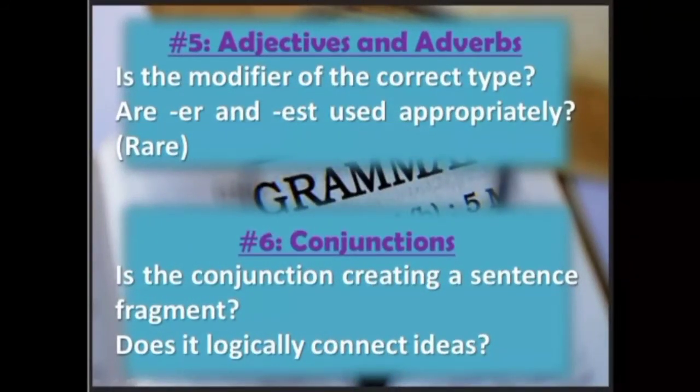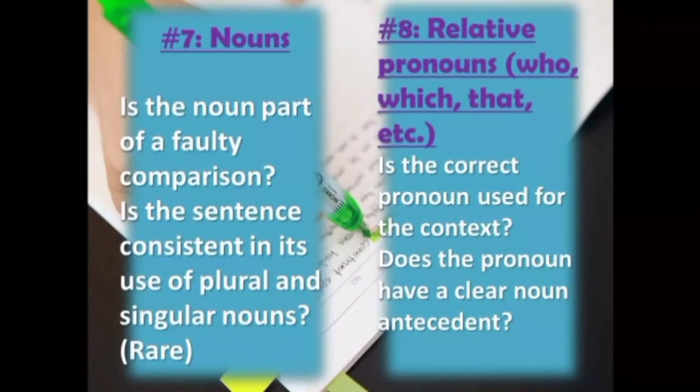Number 5, adjectives and adverbs. Is the modifier of the correct type? Are er and est used appropriately? Number 6, conjunctions. Is the conjunction creating a sentence fragment? Does it logically connect ideas? Number 7, nouns. Is the noun part of a quantity comparison? Is the sentence consistent in its use of plural and singular nouns?